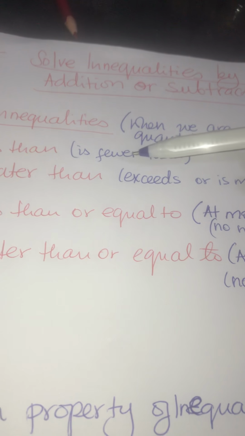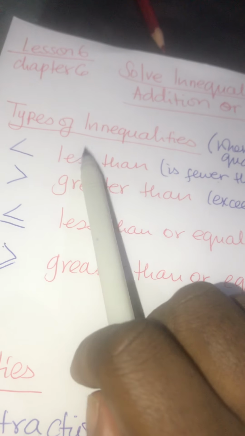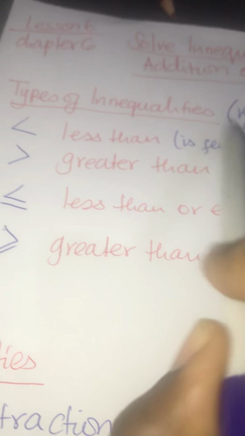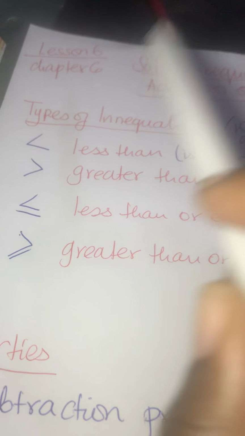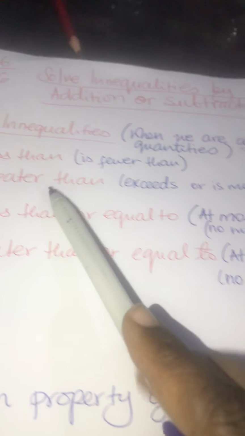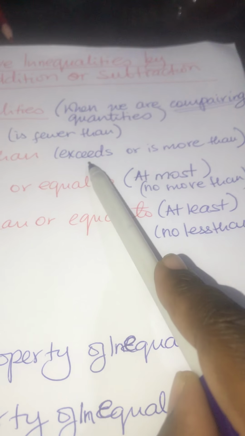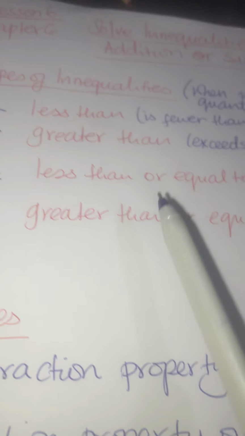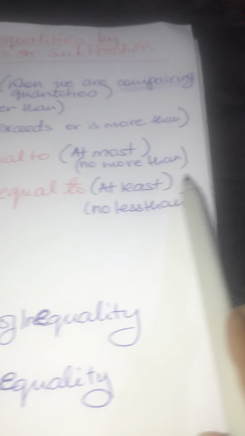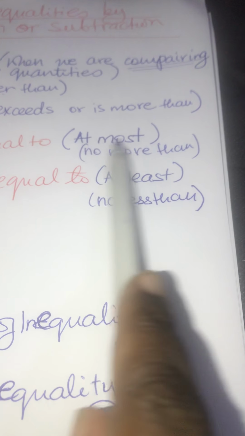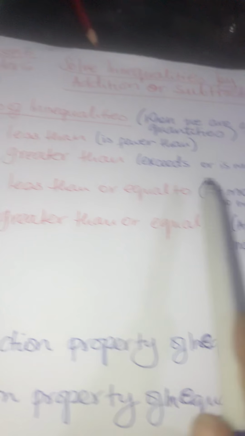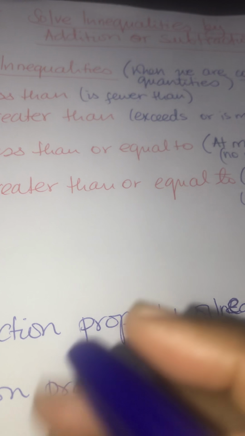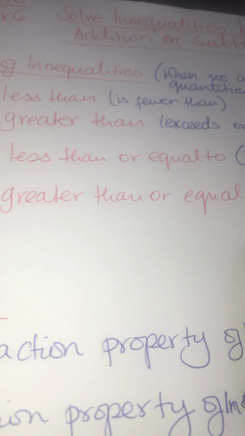Now, other words that mean less than: fewer than. Less than and fewer than mean this sign, this inequality. Other words that mean greater than: exceed, or is more than. Okay? Less than or equal to. When you see the words at most, you do the opposite. It means less than or equal to. At most means you can only use up to this number.